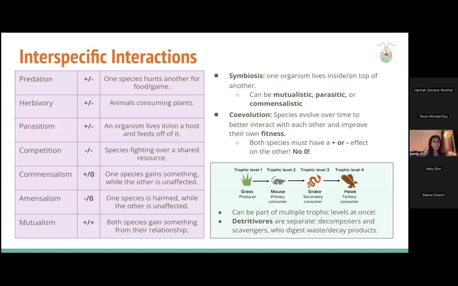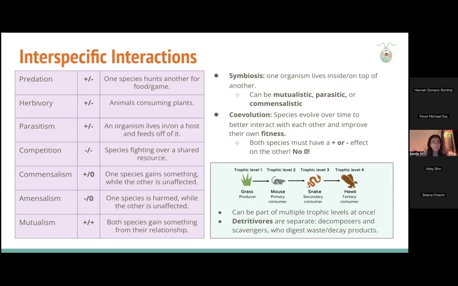We also have competition. And so I do want to highlight this one because it's not as intuitive as the other ones. Competition is negative for both species involved because they're fighting over a shared resource. And if you can imagine, it might be a lot easier to obtain that resource if those species didn't have to compete over it. And so both are kind of losing in that situation.